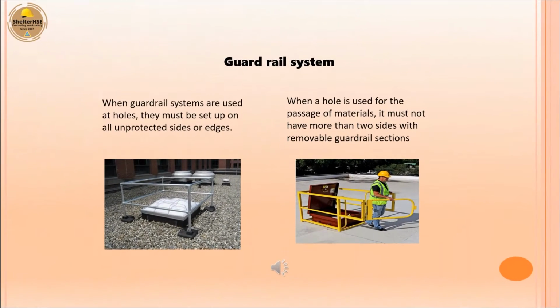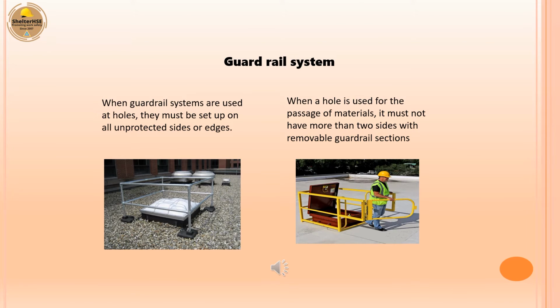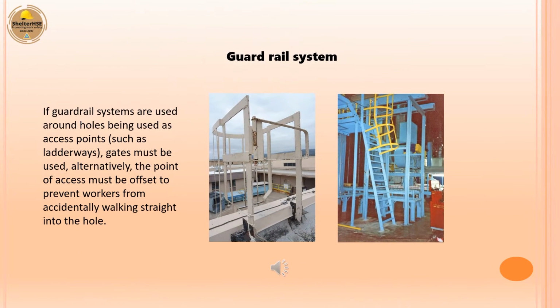When guardrail systems are used at holes, they must be set up on all unprotected sides or edges. When a hole is used for the passage of materials, it must not have more than 2 sides with removable guardrail sections. If guardrail systems are used around holes being used as access points, such as ladderways, gates must be used. Alternatively, the point of access must be offset to prevent workers from accidentally walking straight into the hole.